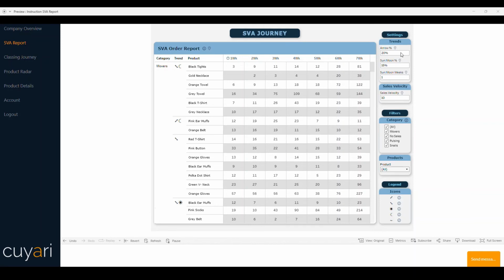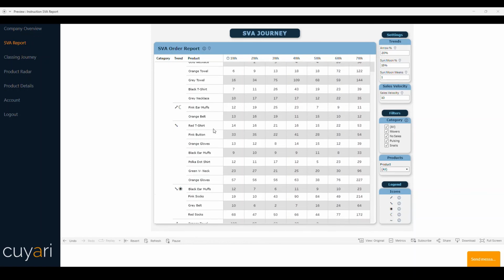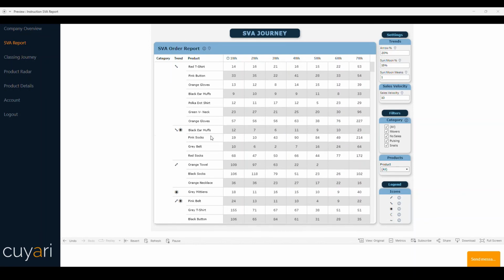So now, any product with a down arrow is on average selling 20% less weekly orders in the past 3 weeks as compared to the month before. And any product with an up arrow is selling 20% more average weekly orders in the past 3 weeks. In the SVA report, you have complete flexibility over the arrow trend you wish to see.